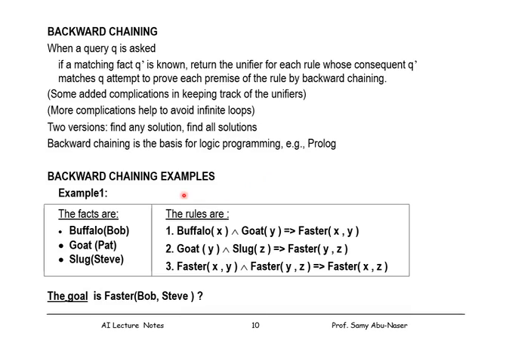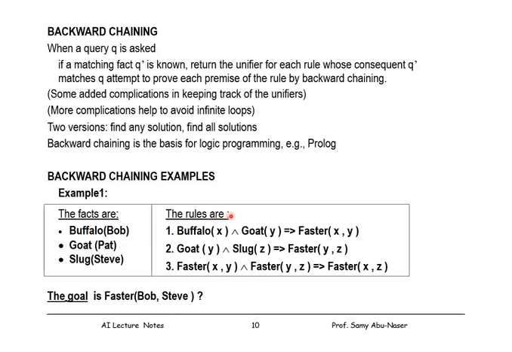Let's see an example. Backward chaining example. For the first example, we are given the same example we saw in forward chaining, the same one. We are going to solve it by backward chaining. The facts given: Bob is a buffalo. Pat is a goat. Steve is a slug. These are the facts.